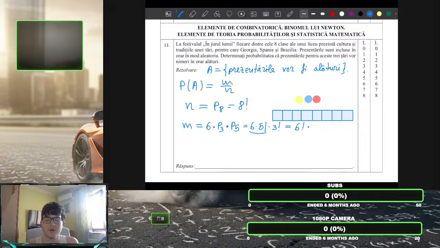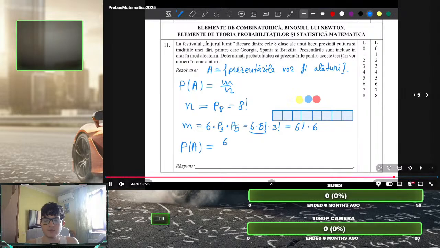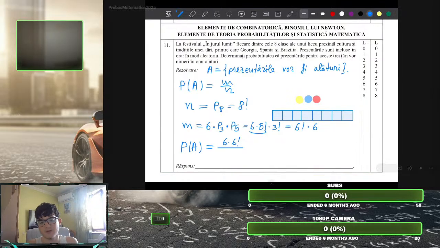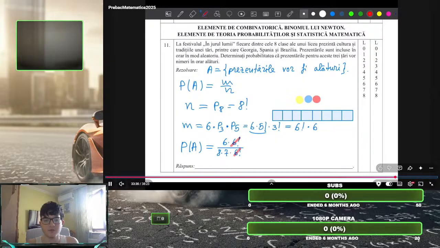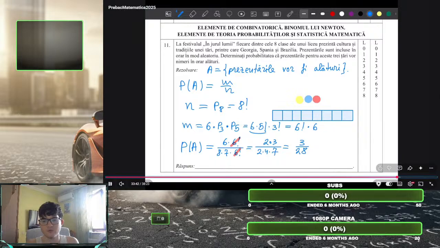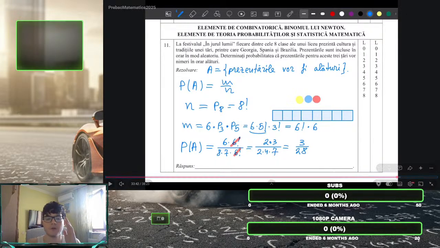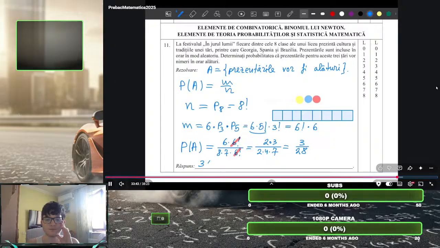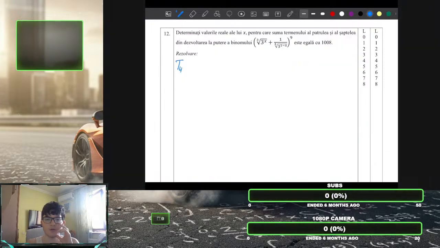So that's 6 factorial times 3 factorial times 6, because 3 factorial is 6, so we got that, and then 8 factorial below, so that's 8 times 7 times 6 factorial, so we can simplify 8. We're going to have 2, 3 right there, 2, 4, 7, 2 and 2, done, so 3 over 28, that's the probability right here. Okay, so 3 divided by 28.